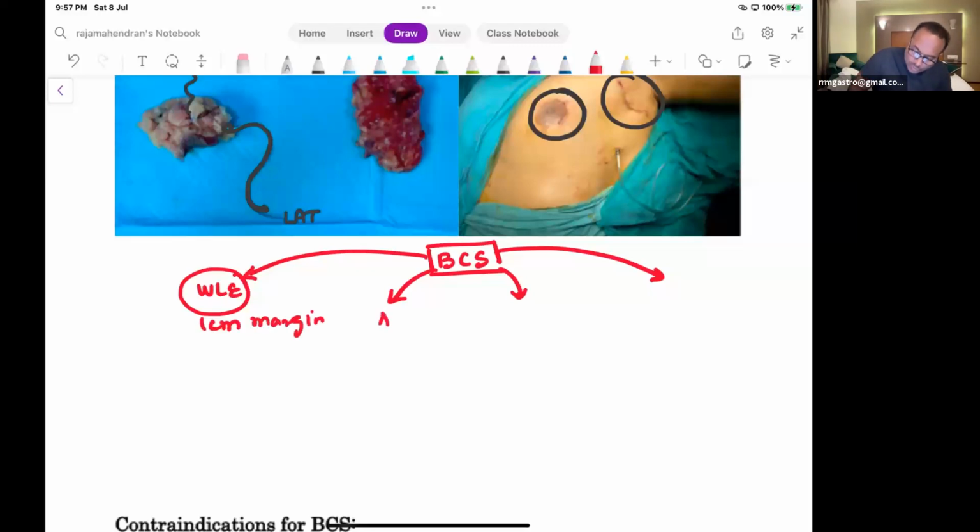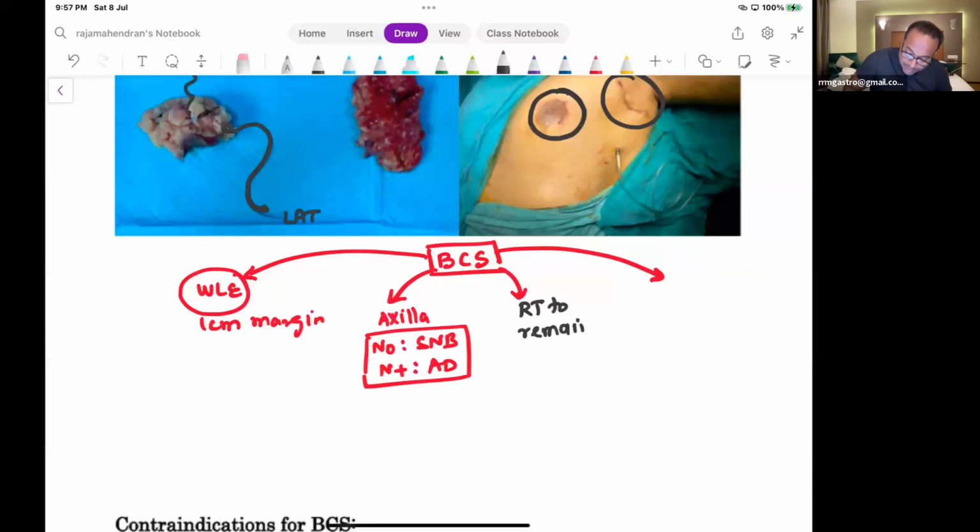Second, we should deal with the axilla. If the node is negative, I should do sentinel node biopsy. If the node is positive, I should do axillary dissection. What is the third step? Radiotherapy to the remaining breast. Step 4 is follow-up. This operation should not be done for a patient who cannot follow up. So it is very important that we do follow-up.